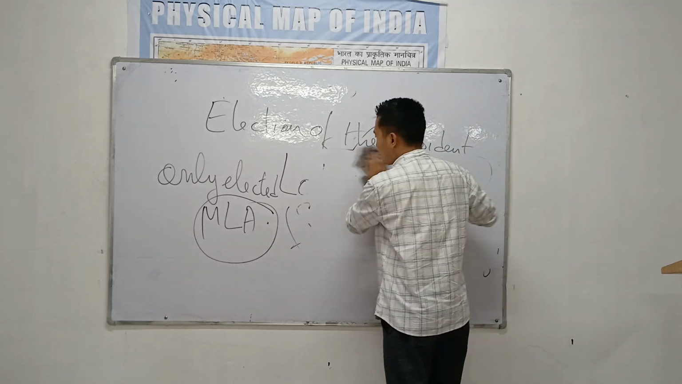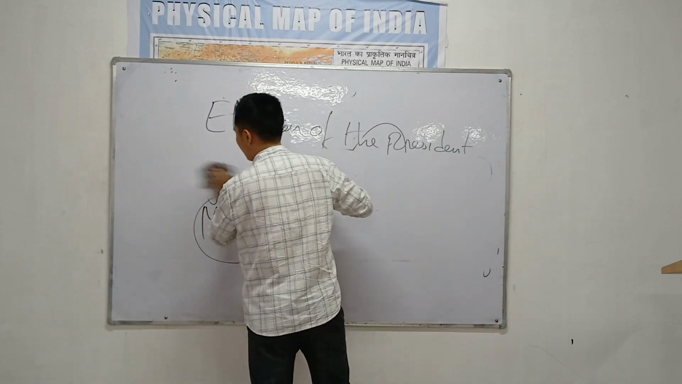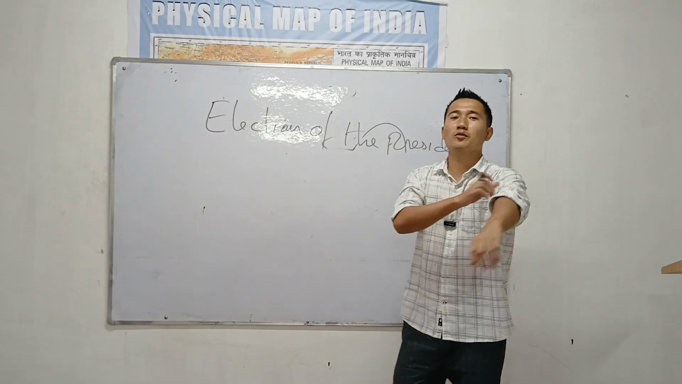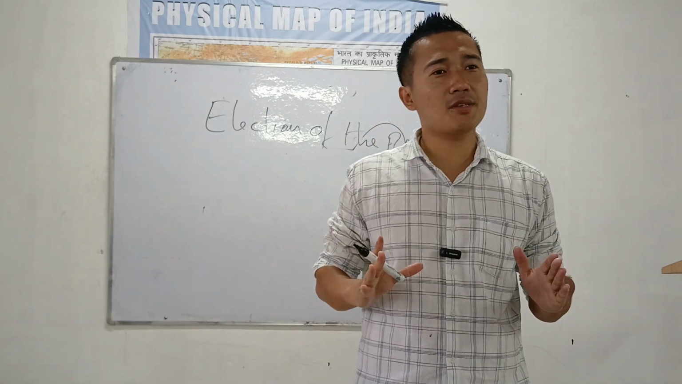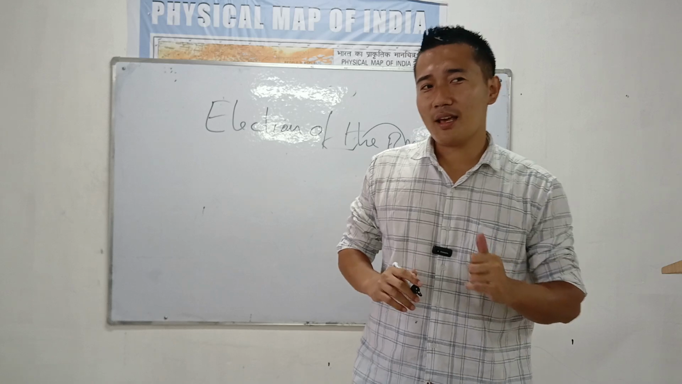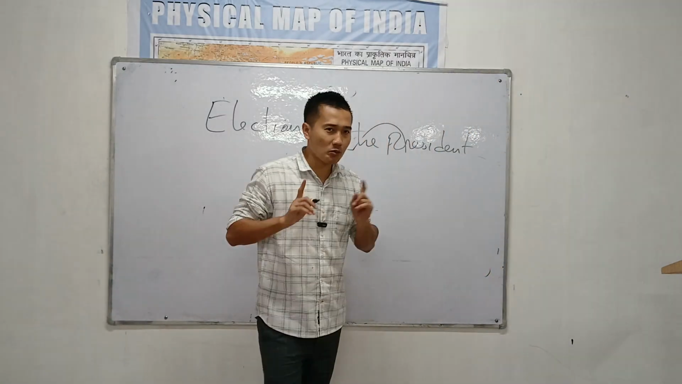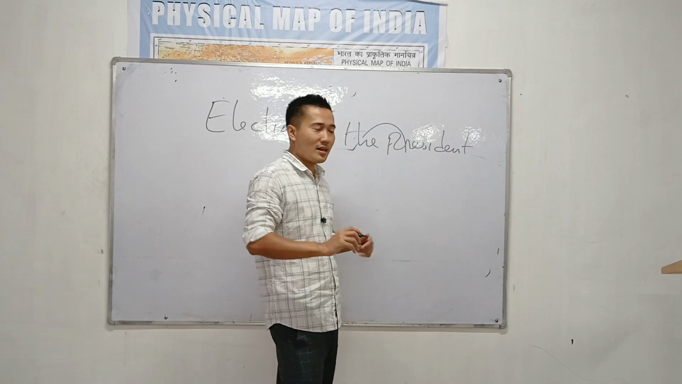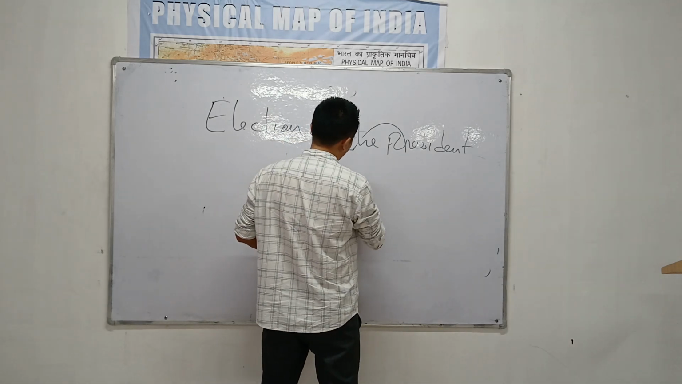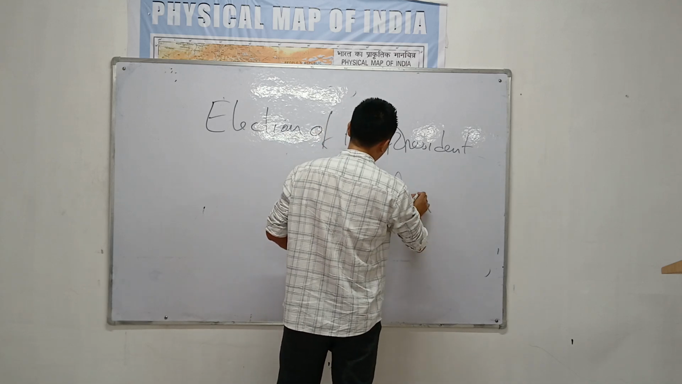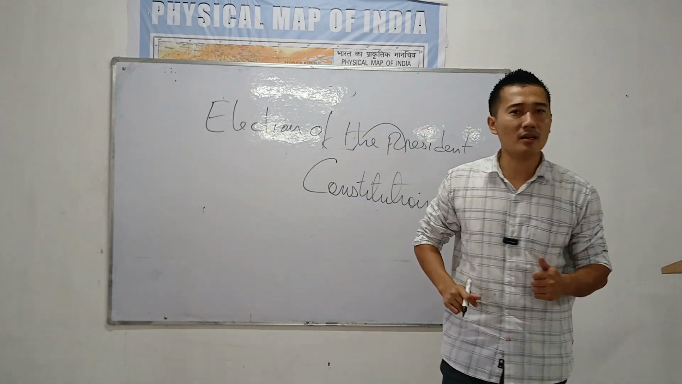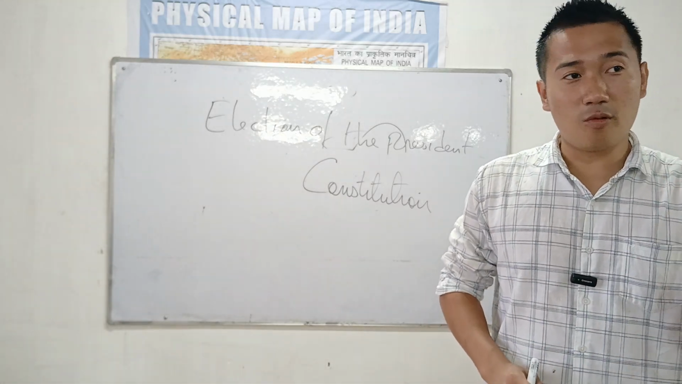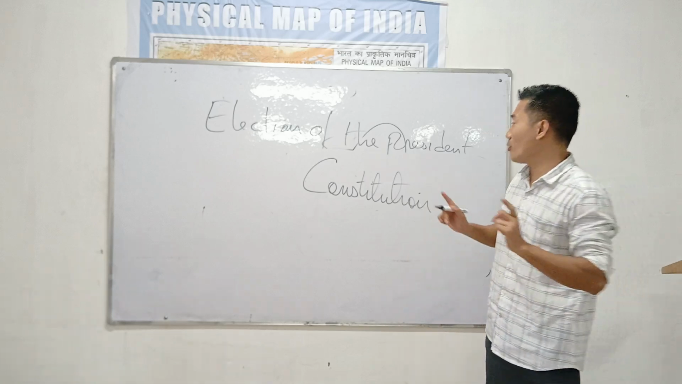Now let's see removal. How are they removed? Can the President of India be removed before 5 years? He is the constitutional head of the state, the highest office in India. Yes, if he violates the constitution. Because we all know, no person is above the constitution. Yes, the President of India can be removed if he violates the constitution, because no person is above the constitution.